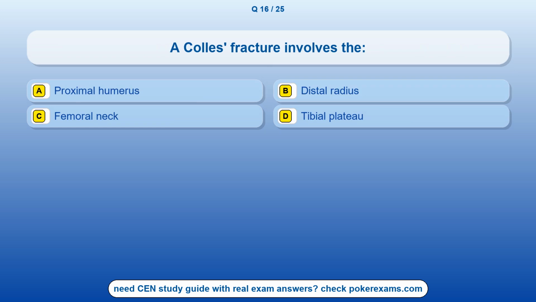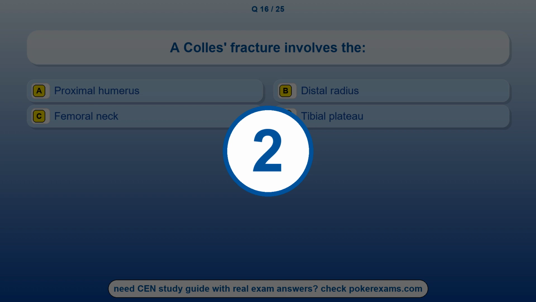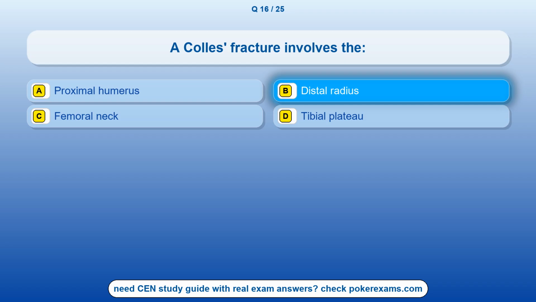Question 16. A Colles' fracture involves the: Option A, proximal humerus. Option B, distal radius. Option C, femoral neck. Option D, tibial plateau. The correct answer is option B, distal radius.